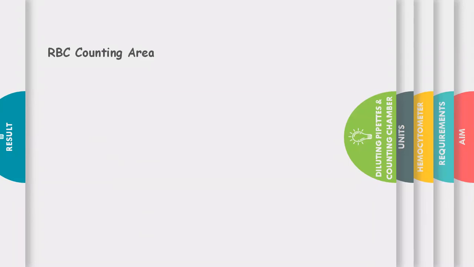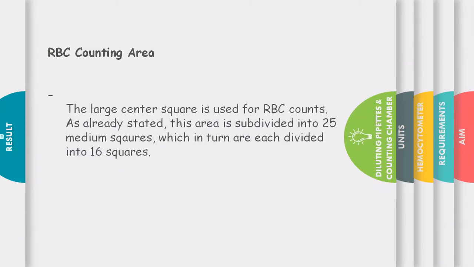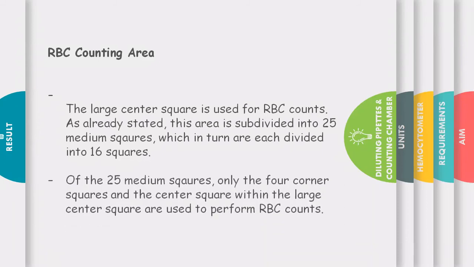Next one is the RBC counting area. The large central square is used for RBC count. As already stated, this area is subdivided into 25 medium squares, which in turn are each divided into 16 squares. Of the 25 medium squares, only the four corner squares and the center square within the large central square are used to perform the RBC counts.